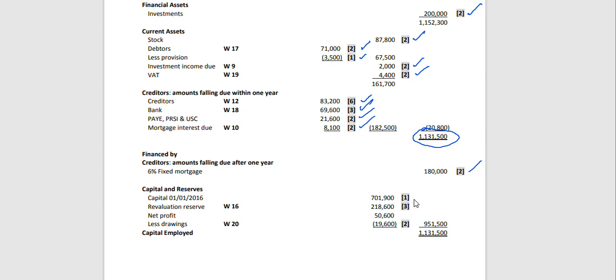Capital figure comes from the trial balance. Revaluation reserve we worked out using a note, and the drawings figure, as the net profit comes from above, less the drawings figure we did in a note, you should get it to balance. There are a lot of figures there for your notes. Take your time, go through the video again, but practice this question.